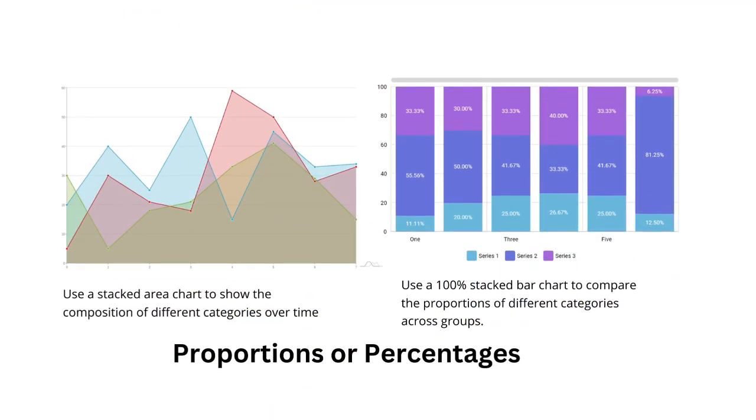Proportions or percentages. Use a stacked area chart to show the composition of different categories over time. Use a 100% stacked bar chart to compare the proportions of different categories across groups.